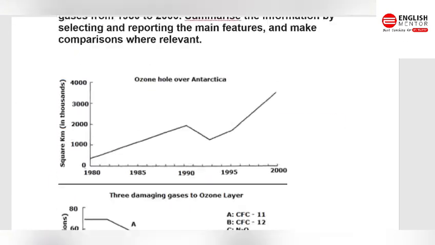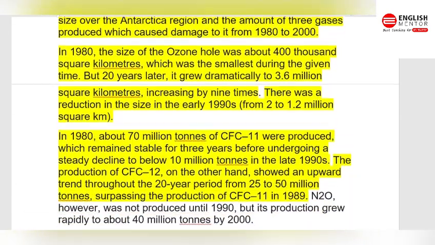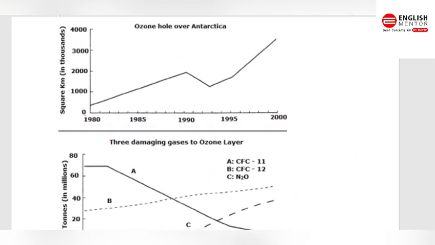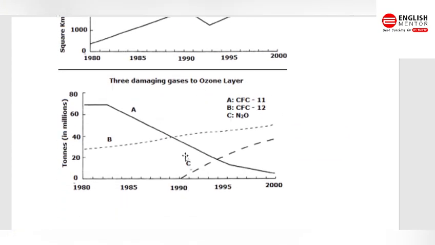So let's move to the next one, N2O. N2O, however, was not produced until 1990, but its production grew rapidly to 40 million tons by 2000. See, first N2O was not there until 1990, after that it grew rapidly to 40 million tons. Let's see which one is N2O, it is this one. It was not there before 1990, and after that you can see the incline.